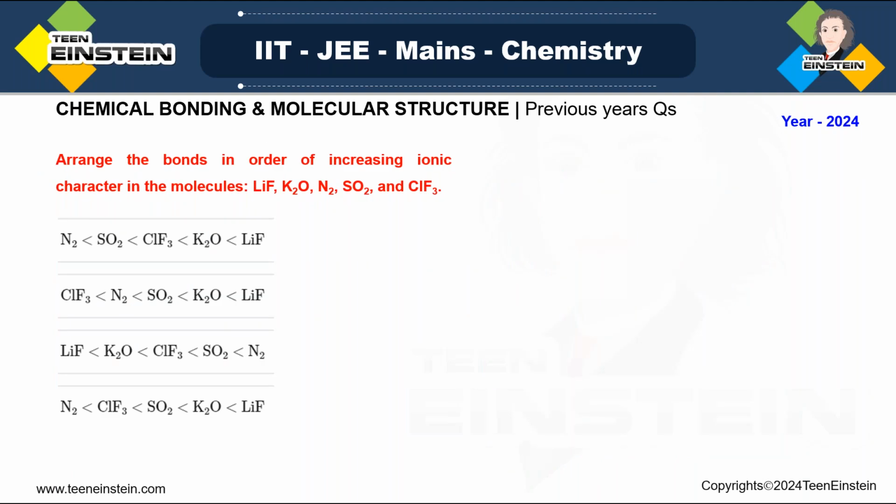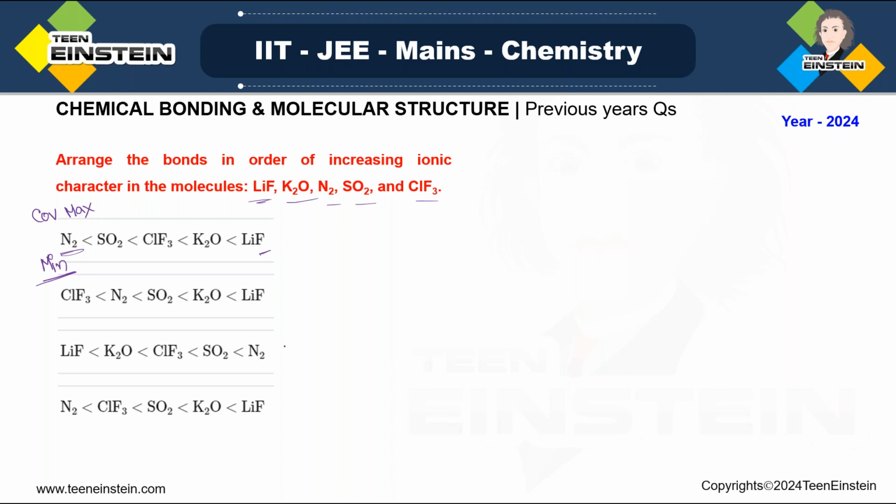Arrange the bonds in order of increasing ionic character in the molecules. Here we have a total of 5 molecules: lithium fluoride, K2O, N2, SO2, ClF3. Increasing ionic character. That means, just take the first example. Here N2 is at the left hand side position and LiF is at the highest position. That means LiF is having maximum ionic character and N2 is having minimum ionic character. Minimum ionic character means the covalent character will be maximum at the left hand side terminal.